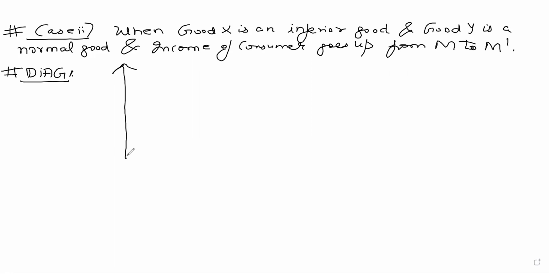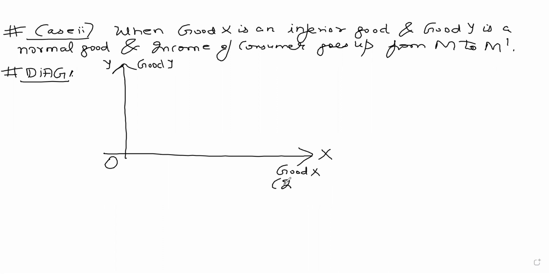On your screens, you can see again, on the x-axis, we measure good X. On the y-axis, we measure good Y. Now my good X is an inferior good. My good Y continues to remain a normal good. First, we draw the budget line. So initial budget line. Horizontal intercept M by Px. Vertical intercept M by Py. Slope of the budget line minus Px by Py.